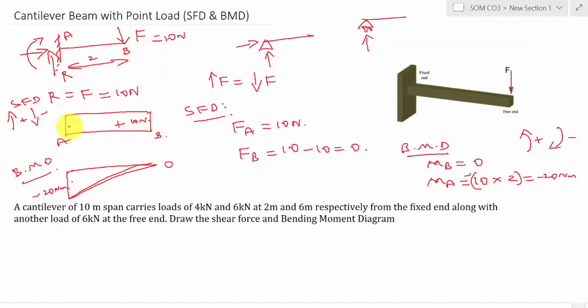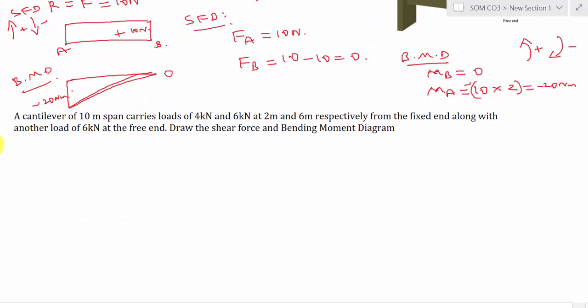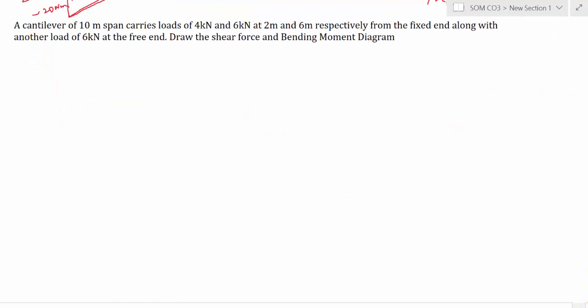The thing you have to remember is that for a point load, the shear force is a horizontal line and the bending moment is a linear line. Now we'll solve a simple problem on that. A cantilever of 10 meter span carries loads of 4 kilonewton and 6 kilonewton. We'll draw a simple drawing for this.